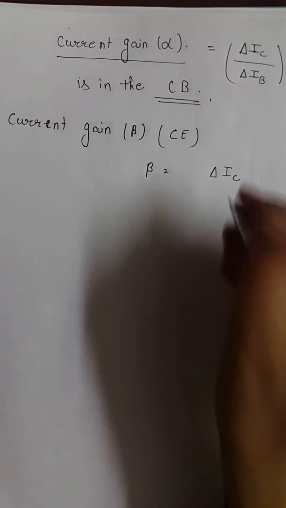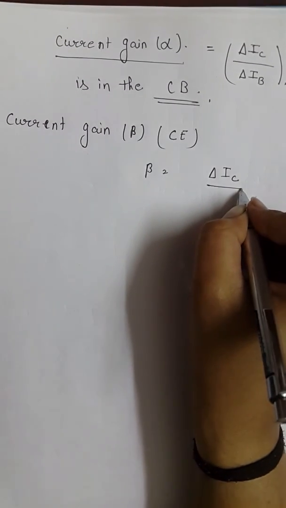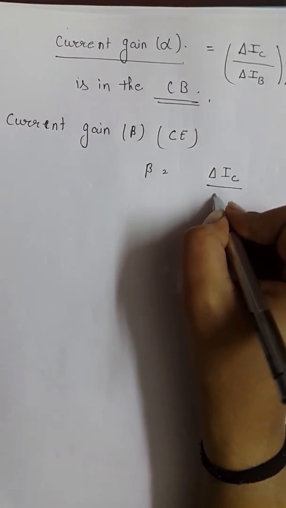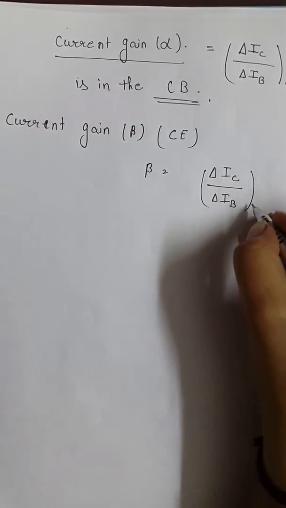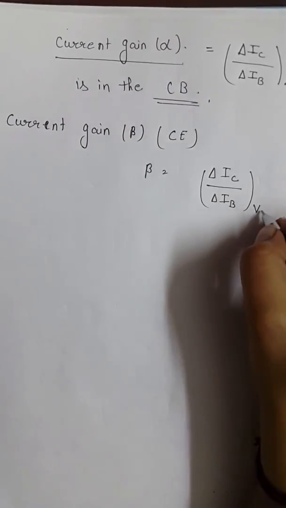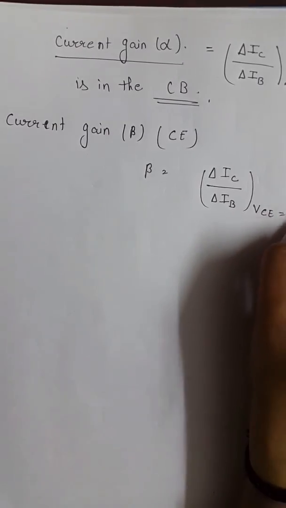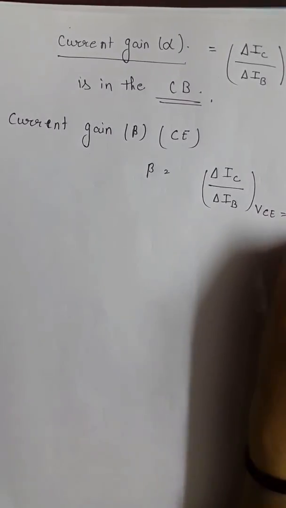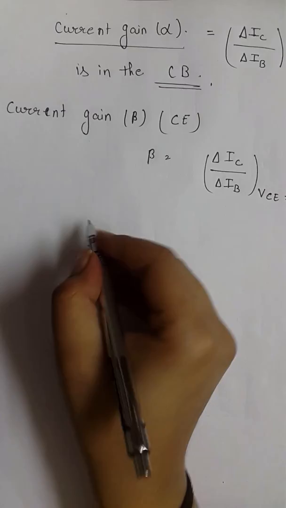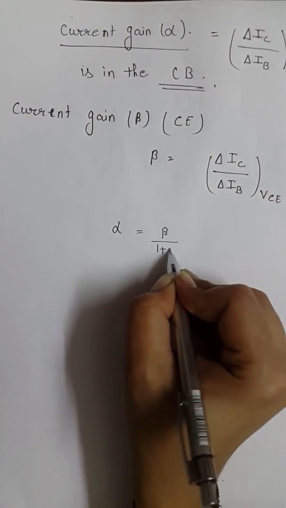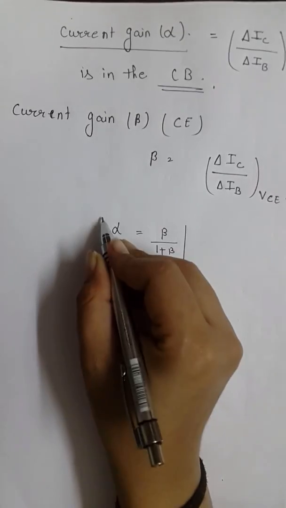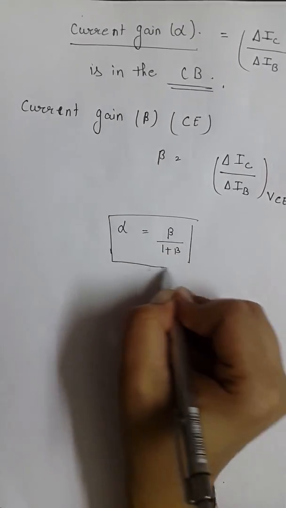Beta is delta IC, that is, the change in the output current to the change in the input current. Here my input current is delta IB. So beta is delta IC by delta IB when my VCE is kept constant. Okay, this is alpha and beta. The relation between alpha and beta is alpha equals beta upon 1 plus beta. You can just remember this result for the numericals.